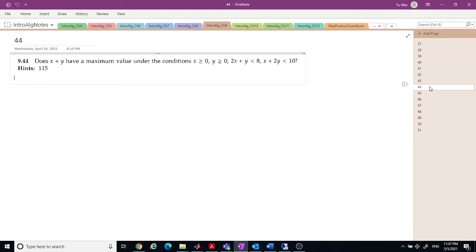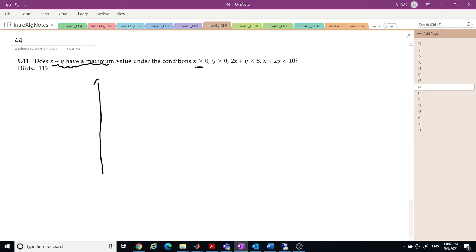Okay, next. So we have this one. It's still the same thing. Find the linear combination over a bounded region. Let's draw this region first. We need x greater than or equal to 0, that's this area. Y greater than or equal to 0, that's this area, right? Okay, so 2x plus y less than 8.